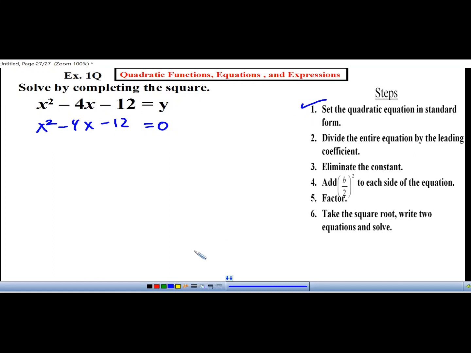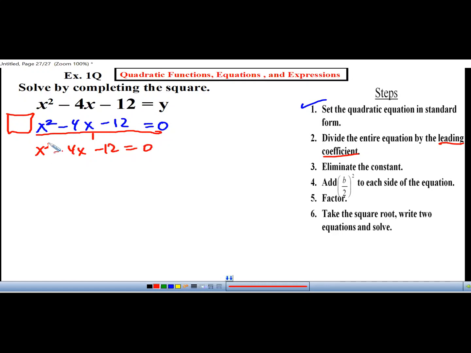Step 1 is done. Step 2 in red, it says divide the entire equation by the leading coefficient. So let's go to the first term. What is the number multiplying x squared? There's an invisible what? 1. So that means I need to divide everything by 1. We write x squared minus 4x minus 12 equal to 0.